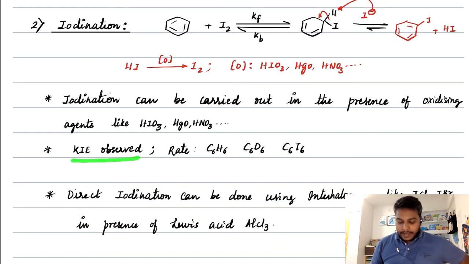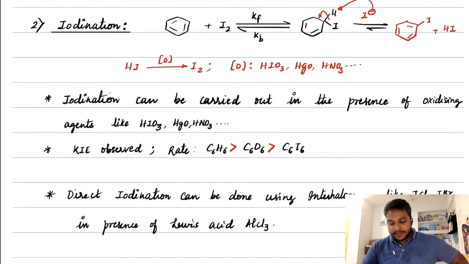Okay. Here, a kinetic isotopic effect is observed. We know that in iodination, a kinetic isotopic effect is always observed. So this is what would happen: the rate for C6H6 will be greater than for C6D6.